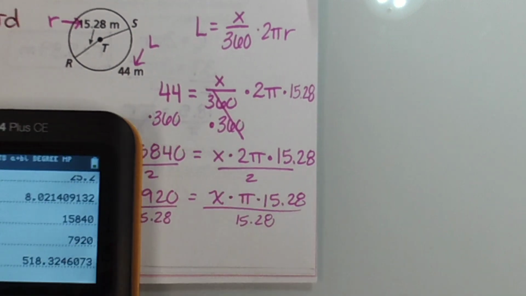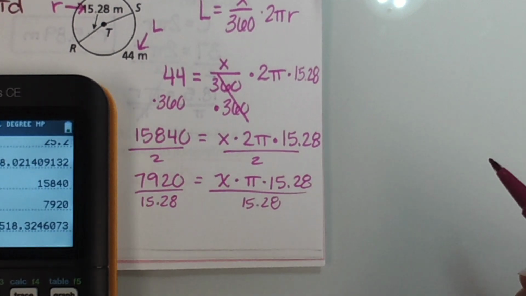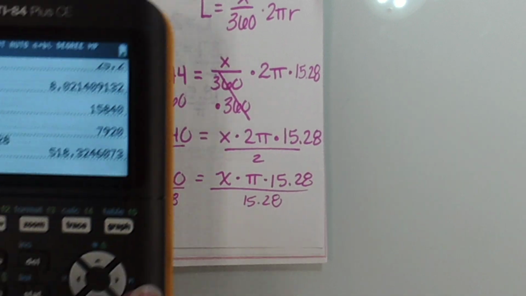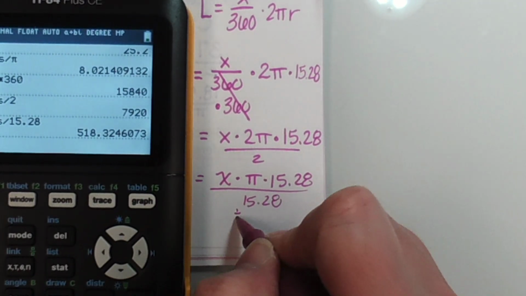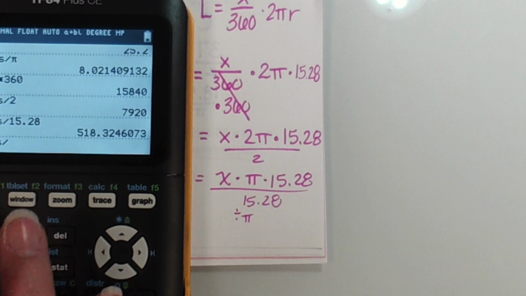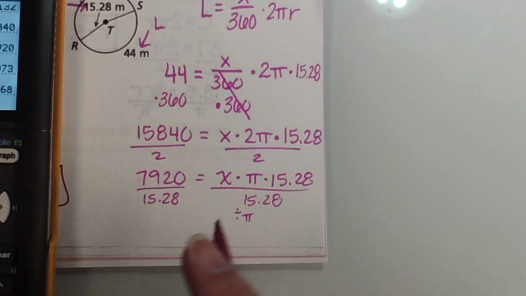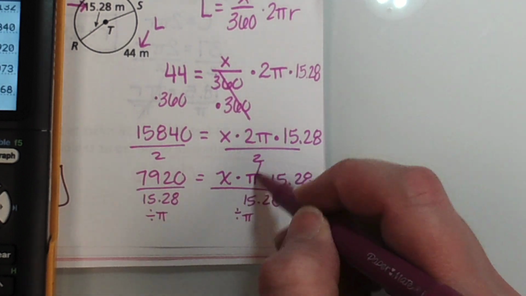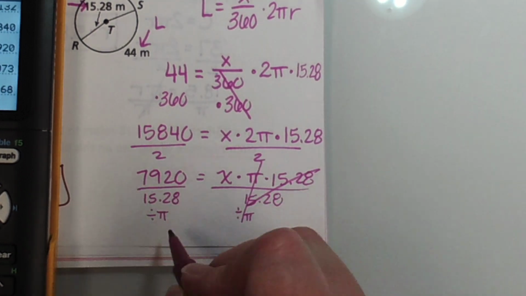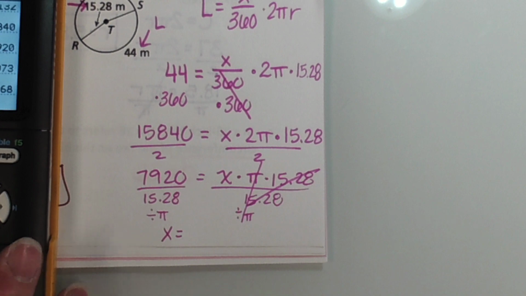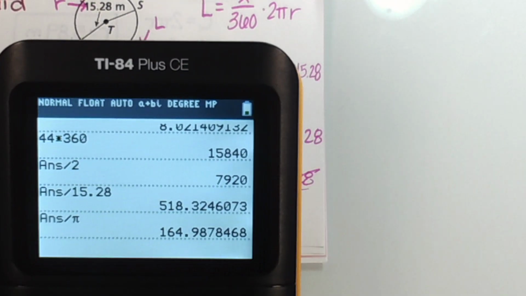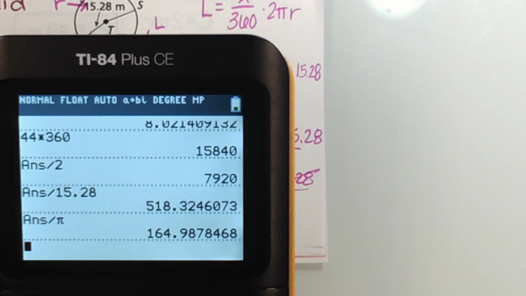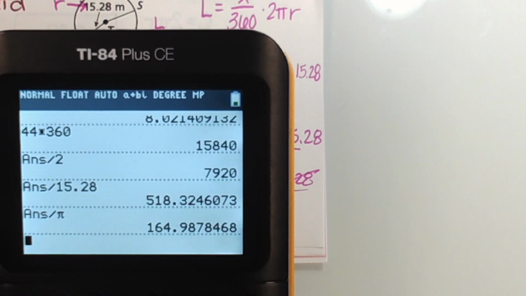It's not a pretty number. So I just tend to leave it in my calculator and then I just start dividing by pi. If I round at that point, that's okay too. X, my central angle, rounded to the nearest hundredth, is 164.99.